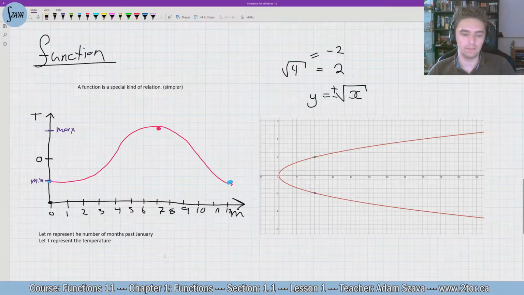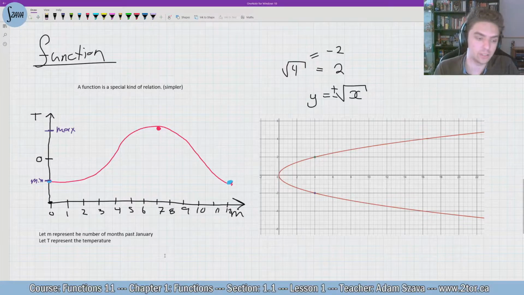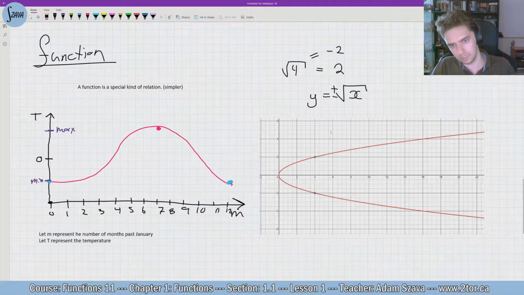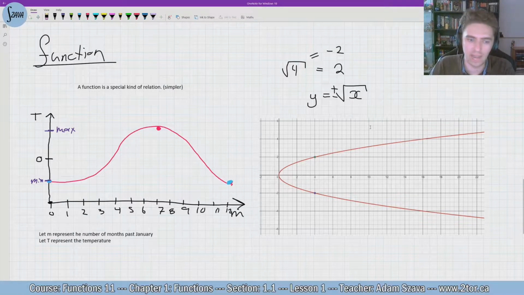m is the independent variable because t depends on m. t depends on what time in the year. The temperature depends on what time in the year. Here, I'm not going to let y represent something. I'm not going to let x represent something. It doesn't really matter what it represents. We're just looking at the relation y equals plus or minus the square root of x.